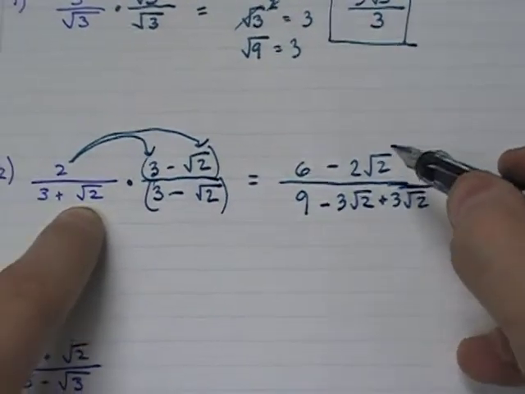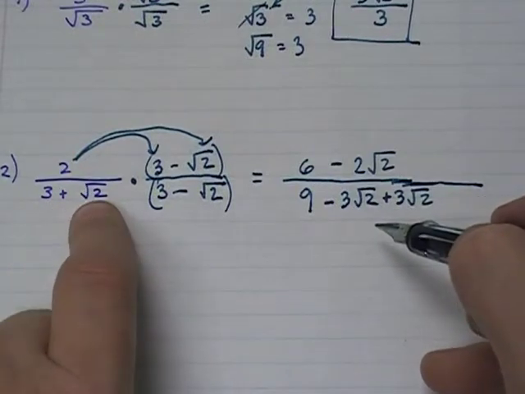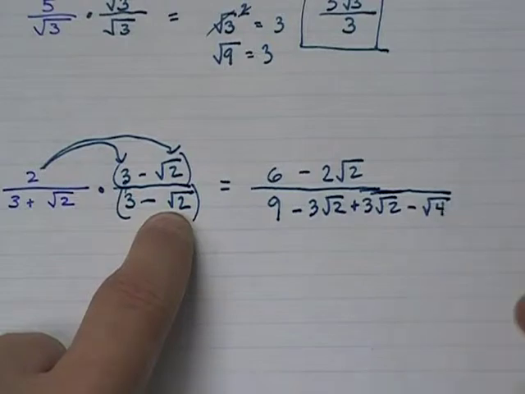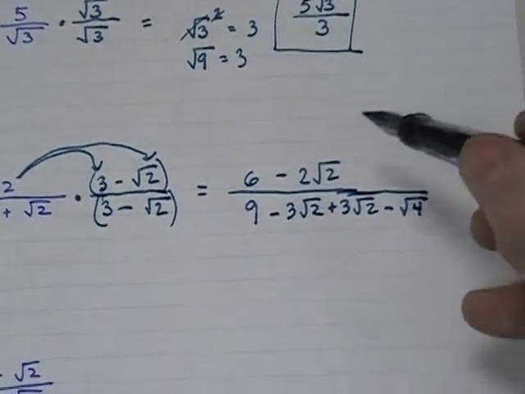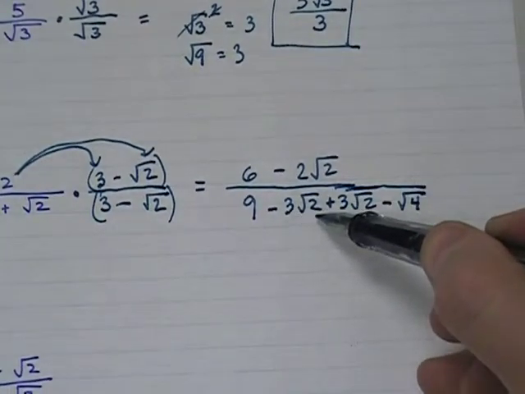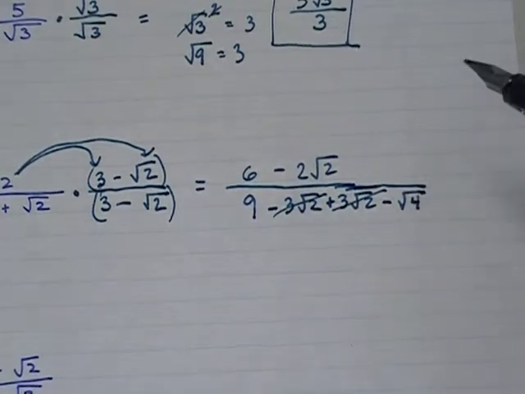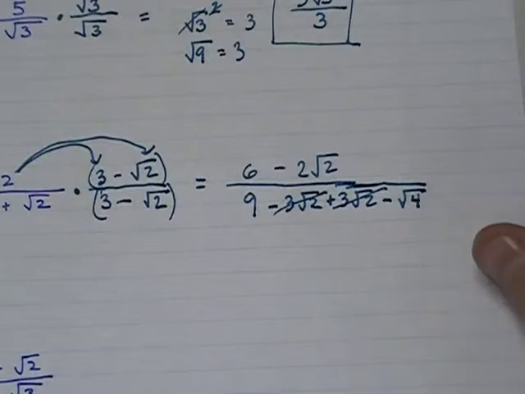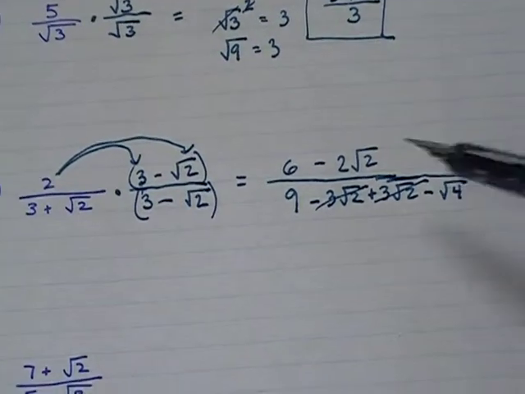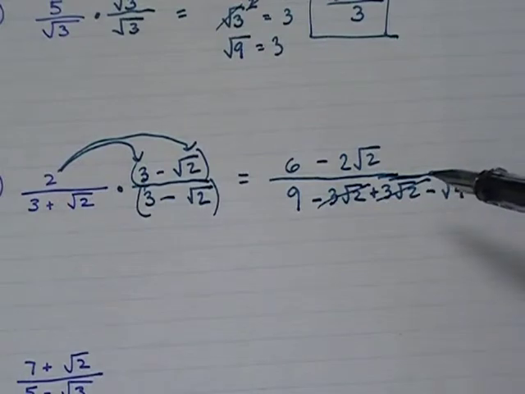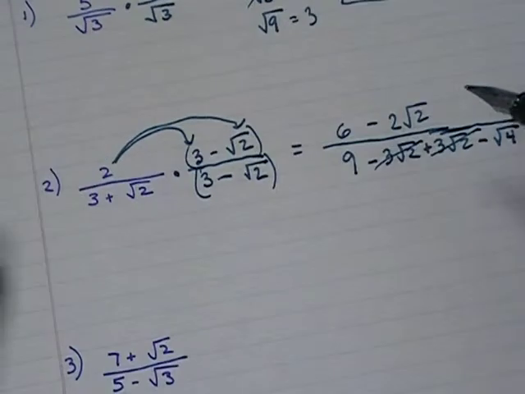And last but certainly not least, square root of 2 times negative square root of 2 is negative square root of 4. And a couple things you'll notice. Negative 3 root 2 plus 3 root 2, what happens? They cancel. And the point is we want to get rid of the radical in the denominator. And so if these don't cancel, you'll have a radical in the denominator, and you've obviously done something wrong.